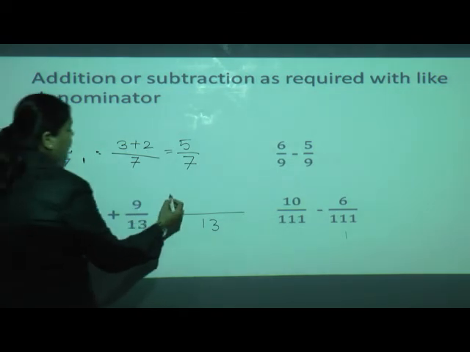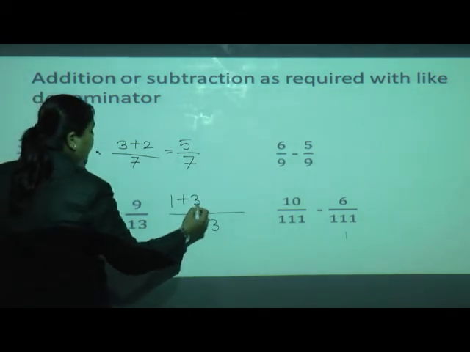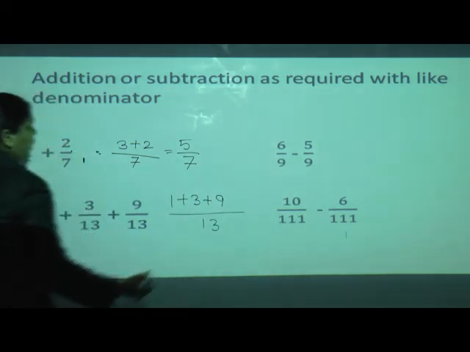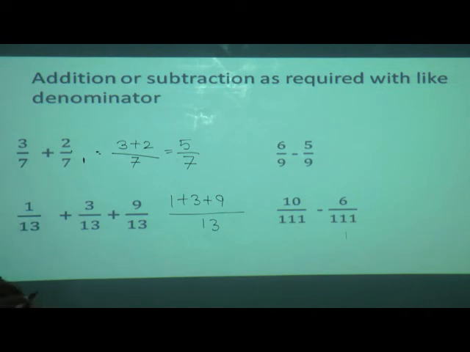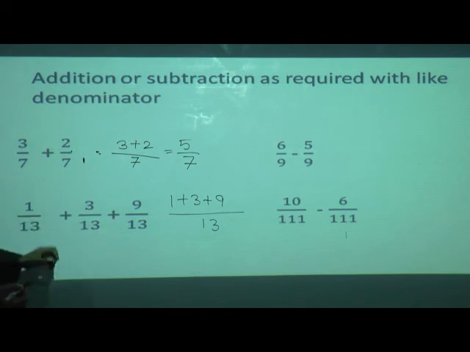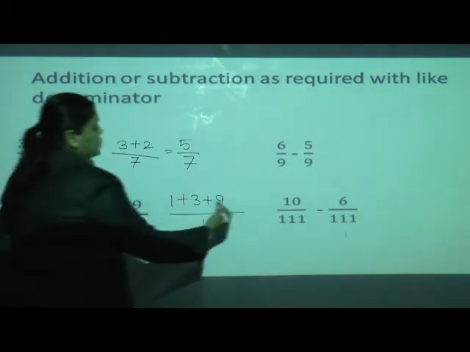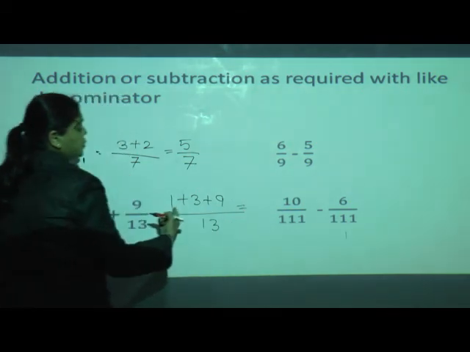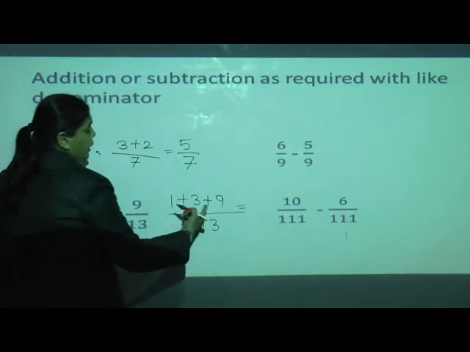Here we have both additions, so we will write one by one. It is 1 plus 3 plus 9. Whenever you are writing the numbers in the numerator or denominator, please check the numbers you are writing, because if you go wrong in the starting step, the whole sum will go wrong. So 1 plus 3 plus 9, and the denominator is 13. It is common, so we can write it directly. The operation is addition, we don't have any other operations here.